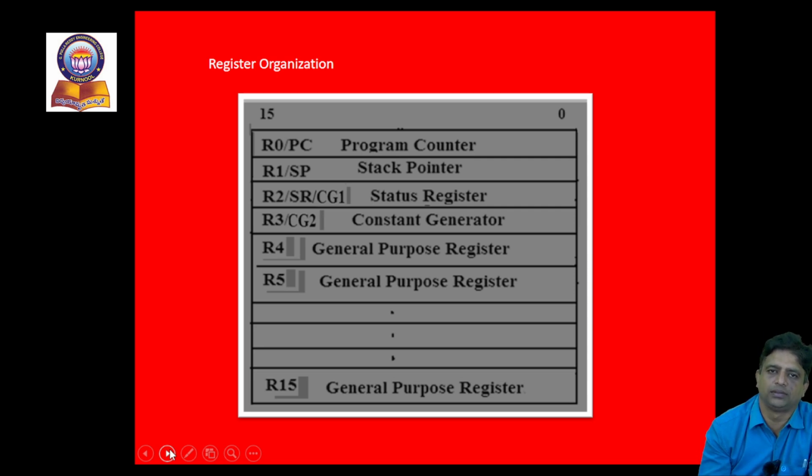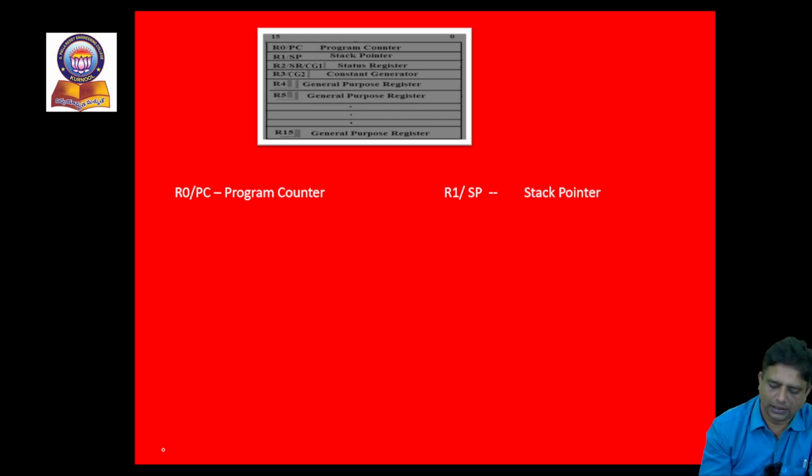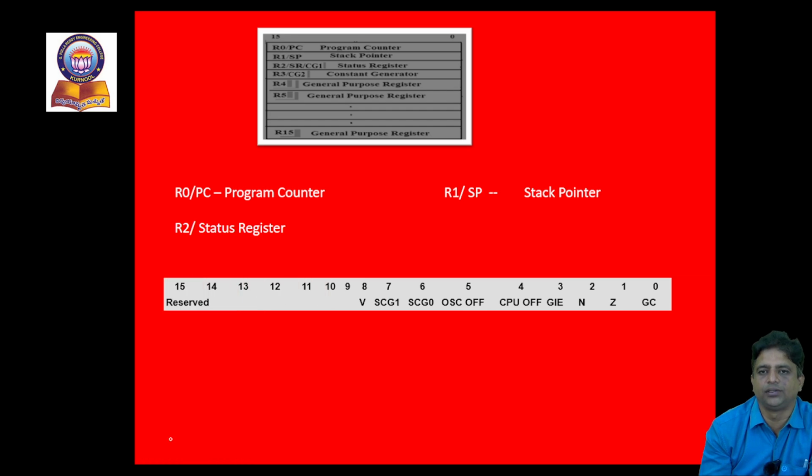Some of the names like program counter, a register which holds the address of the next instruction, then stack pointer, a register which holds the address of the top of the stack. Then we have a status register, the register which indicates the contents present in a flag register. Flag register is used as an indication to tell what has happened in the CPU very recently.